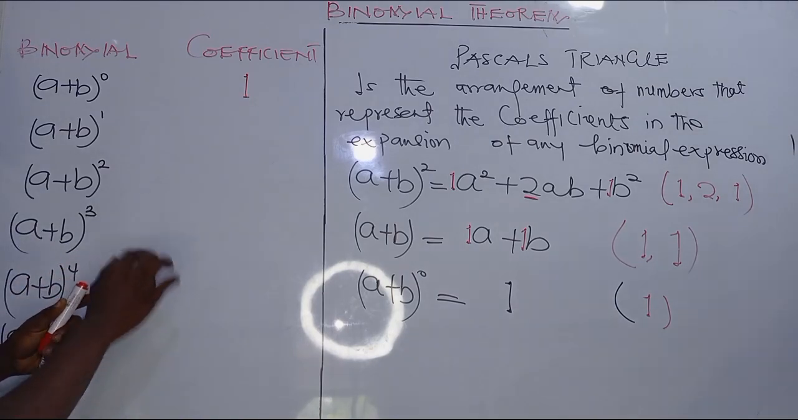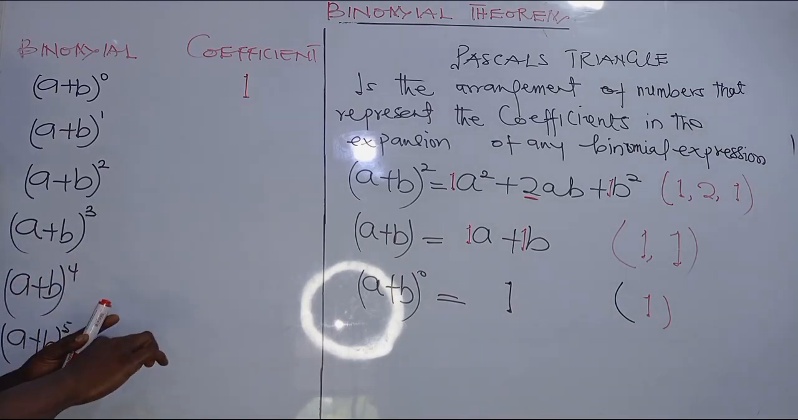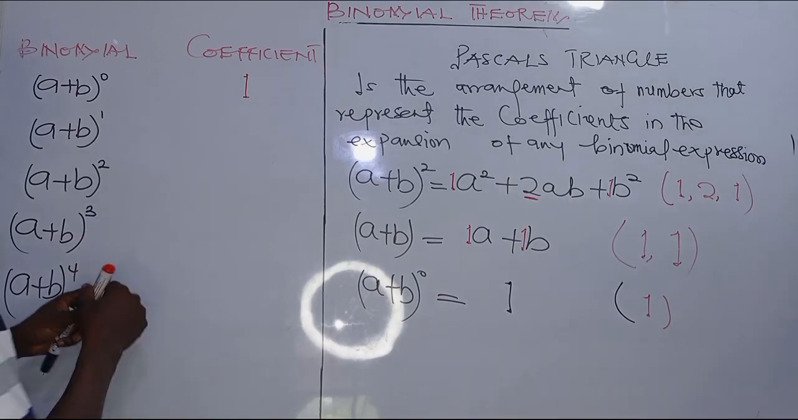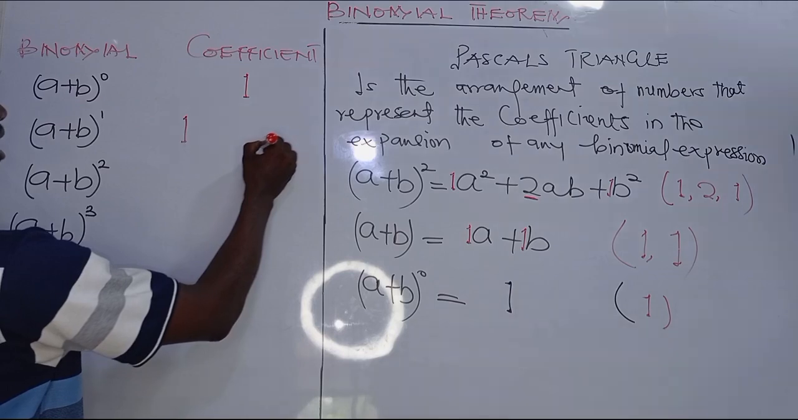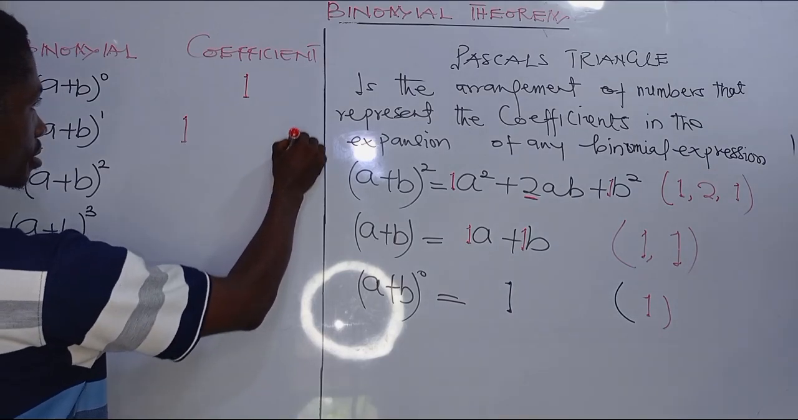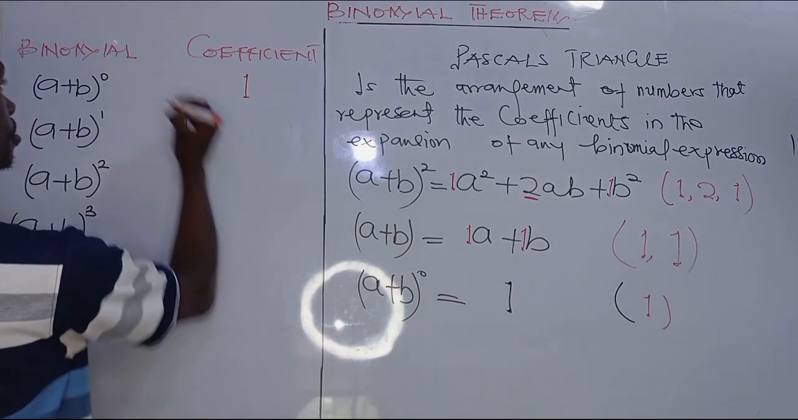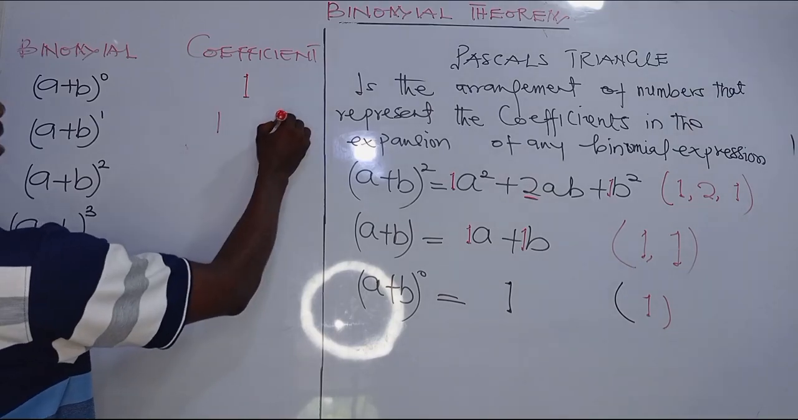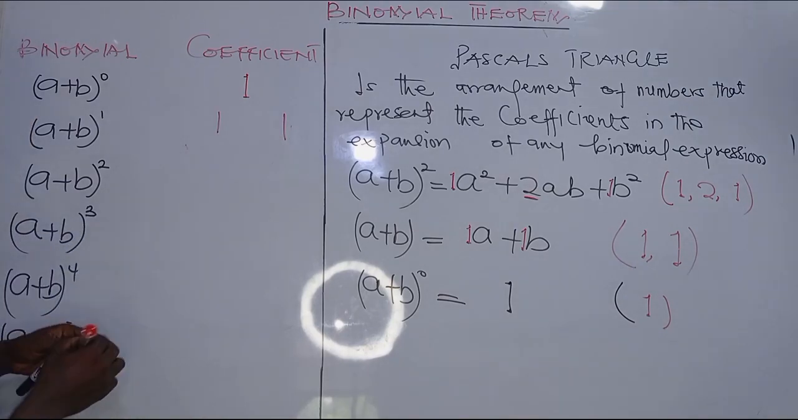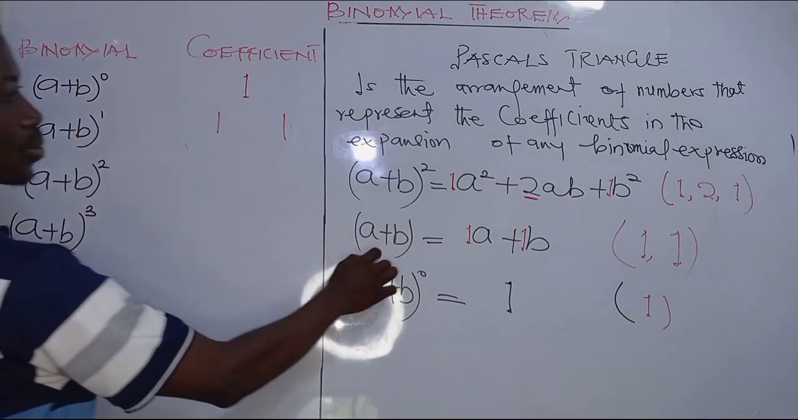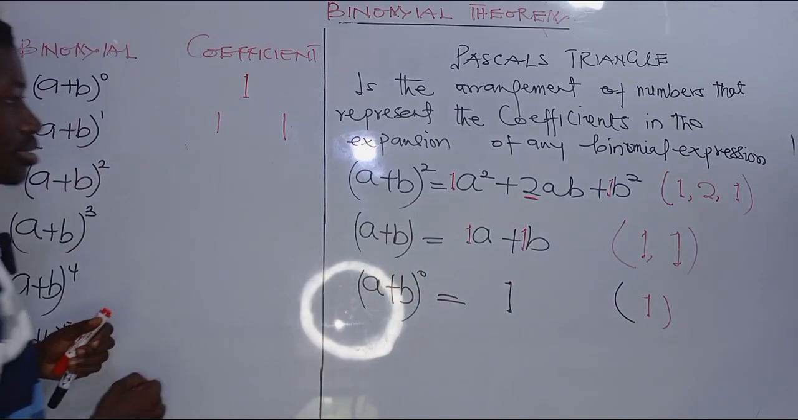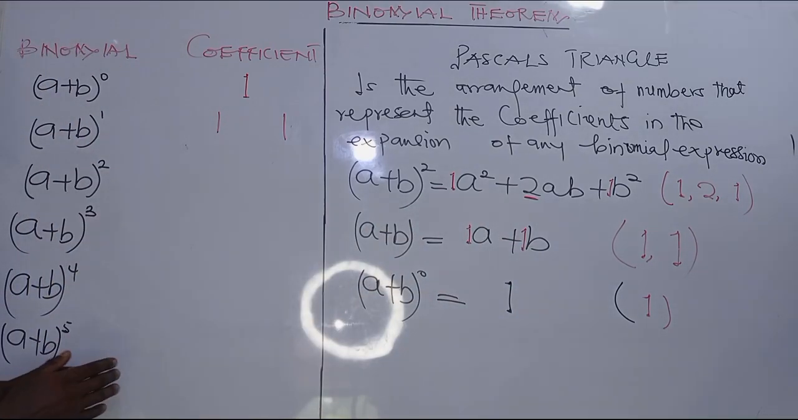So we are saying that each subsequent row starts with 1 and then ends with what? 1. So we have it start with 1 and then end with 1. Let me write a small 1 and then end with 1. So it means that when we expand a plus b raised to the power 1, we have 1 and then 1.